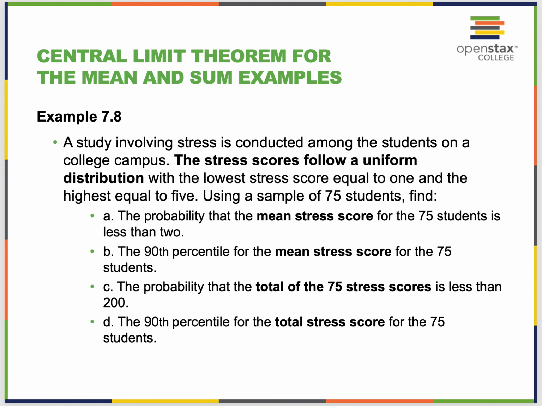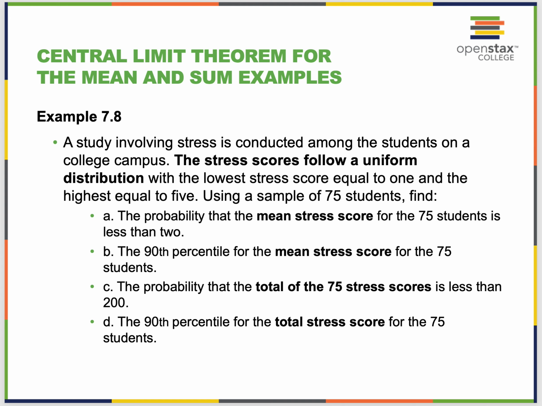So here's an example. A study involving stress is conducted among students on a college campus. The stress score follows a uniform distribution. The lowest stress score equals 1, and the highest score equals 5. So it's on a 1 to 5 scale, basically, and they didn't say if it's uniform discrete or uniform continuous, but I'm sure it's discrete if we're grading students on a 1 to 5 scale.